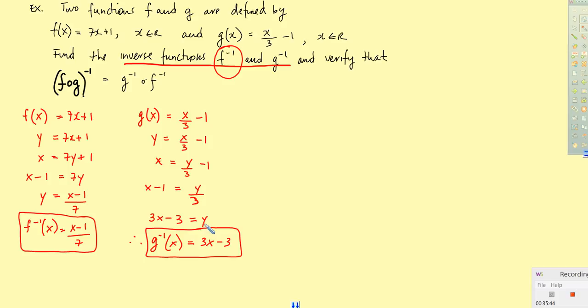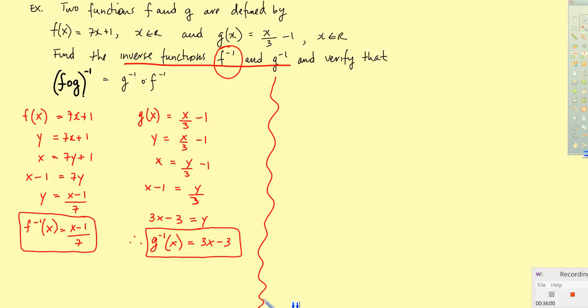Now we need to prove that if I do f of g and I take the inverse of it afterwards, it's going to give me the same thing as doing g inverse of f inverse. So, here we go.